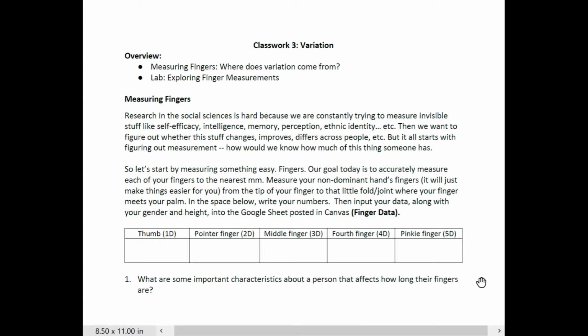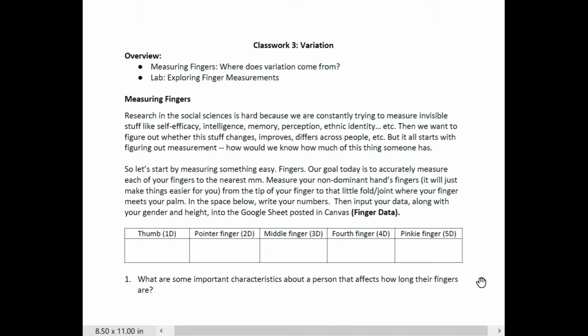Today's classwork is designed to introduce the concept of variation and how it relates to measurement in the sciences and social sciences. This classwork will also provide us with an introduction to a free statistical software program called JASP, and it allows us to practice reading data from visualizations.